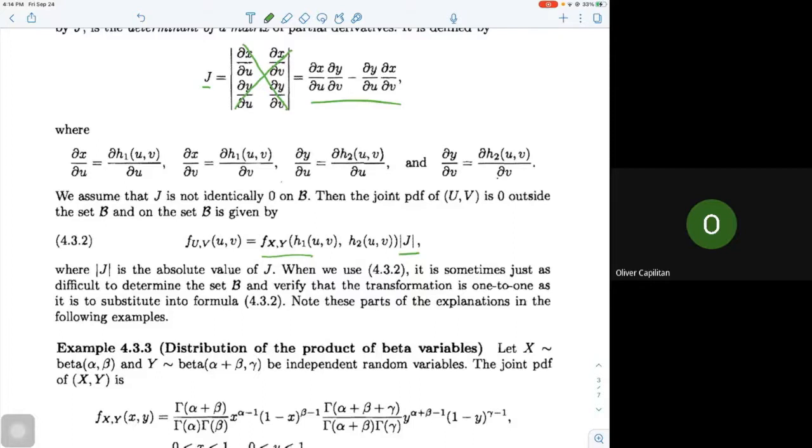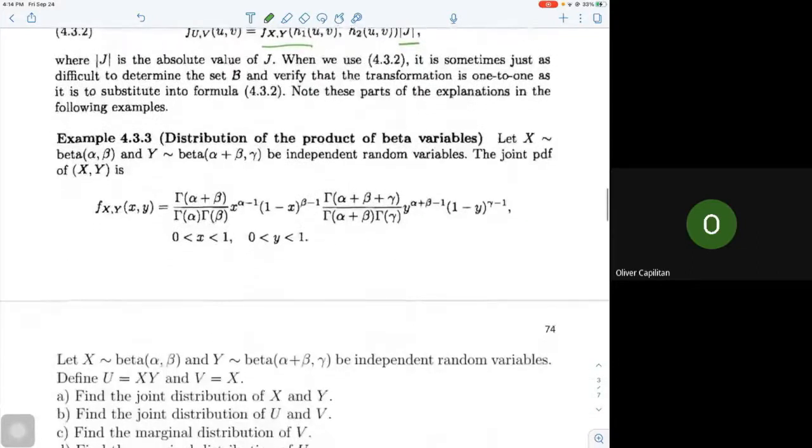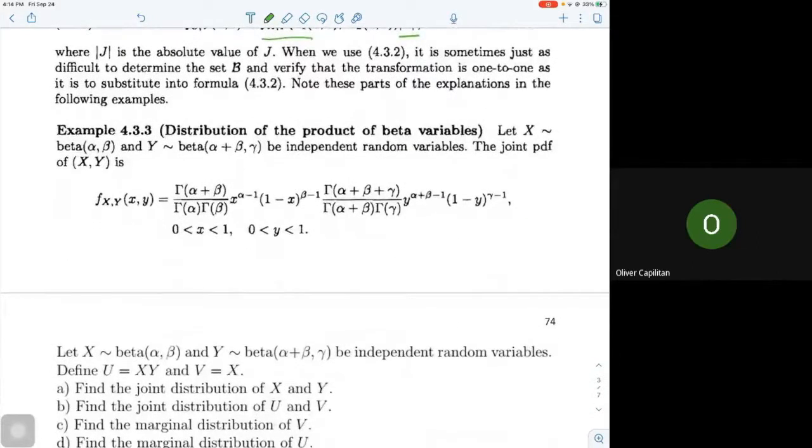Okay, let's have an example for this continuous case. The distribution of the product of beta variables. Let X have a beta alpha, beta distribution, and Y have a beta alpha plus beta, gamma distribution, be independent random variables. Then the joint PDF of XY is this. It's very clear, since they are independent, it's the product of their marginals. We have f of x.